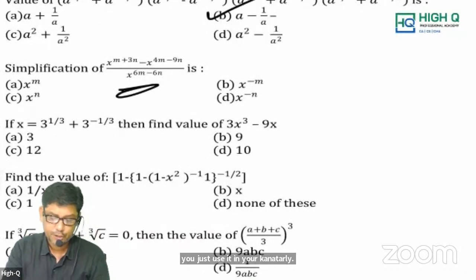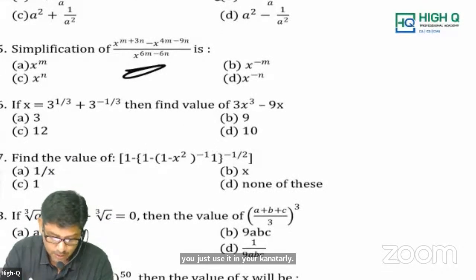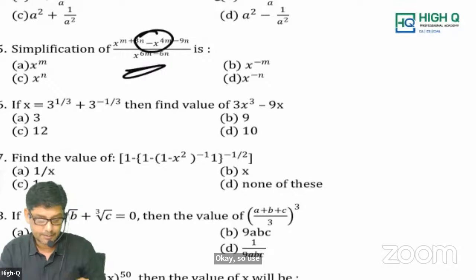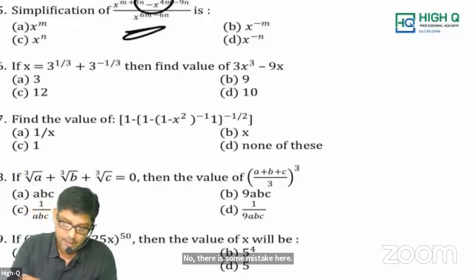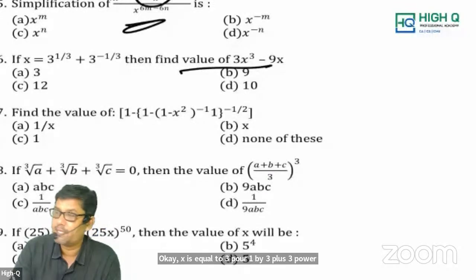Okay. So use, no, there is some mistake here. I'll check it later. Okay. If x is equal to 3 power 1 by 3 plus 3 power minus 1 by 3, then find the value of 3x cube minus 9x. I think it's a famous question.